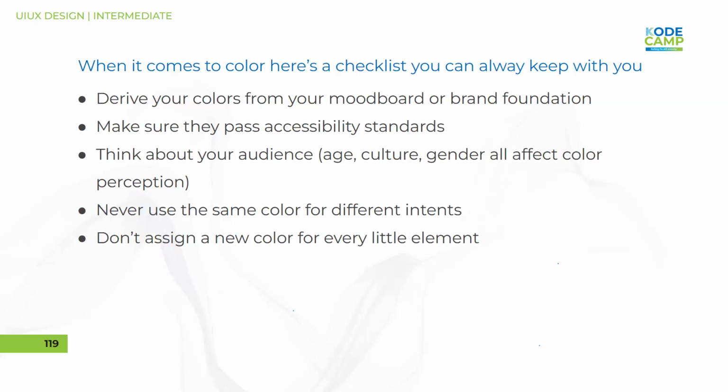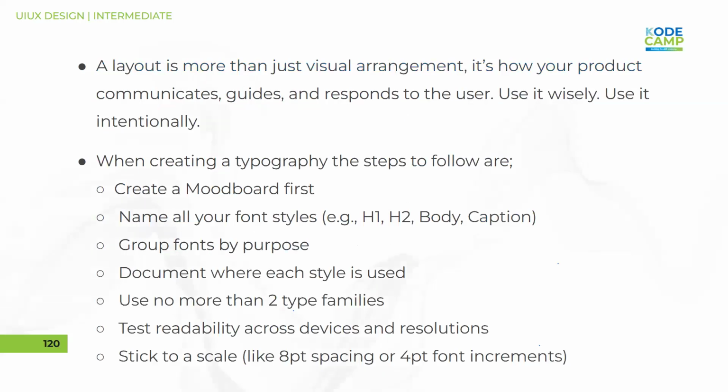If you use red for error, use red for error. Don't use red for success again. Don't assign a new color for every little element. For a wish list, if you're using red for it, then use red for it. If you're using yellow, use yellow. If you're using blue, use blue, and the likes of it. Don't use red in this particular product, then blue in this other one. Be consistent.